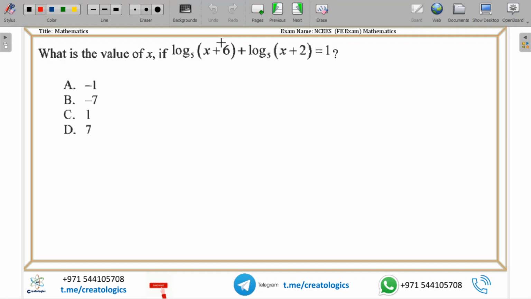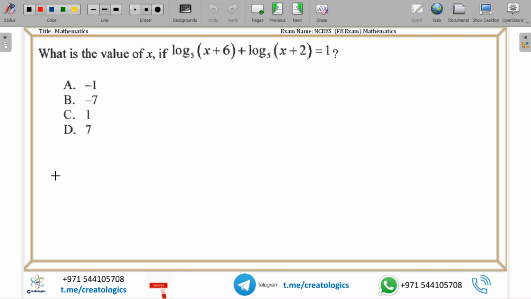It says the value of x is to be calculated under the given equation. Our equation is log base 5 of (x plus 6) plus log base 5 of (x plus 2) is equal to 1. So here I can use the property of logarithm.